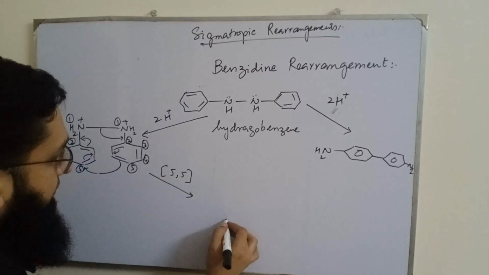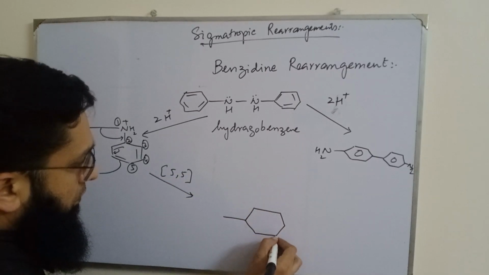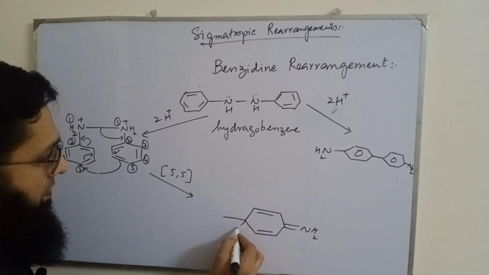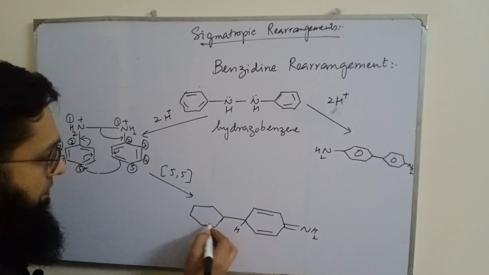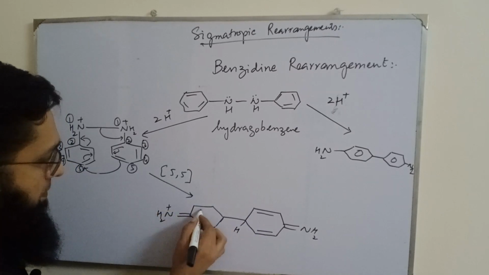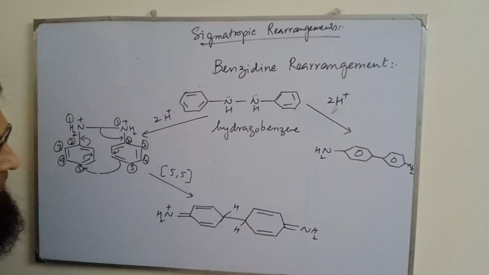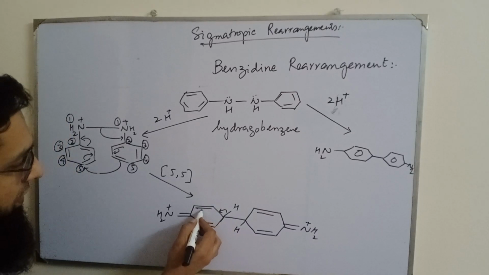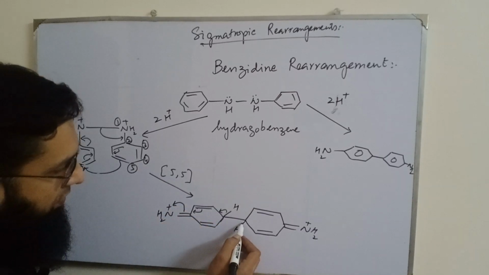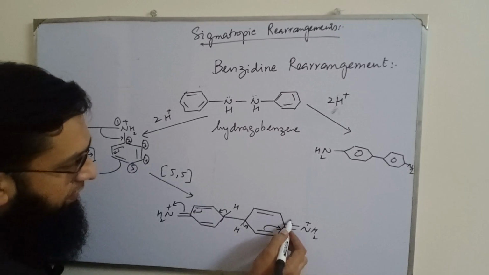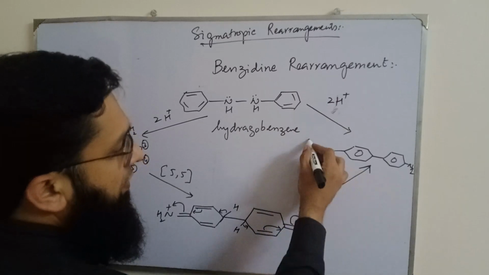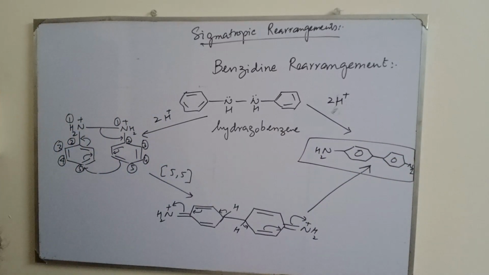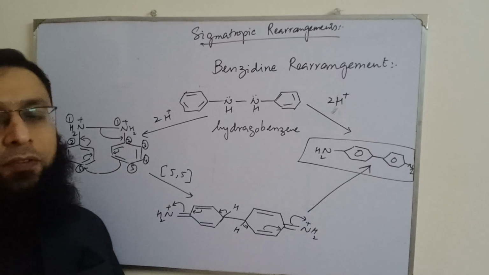And as a result, we get this one. And again, this would shift here to restore the aromaticity, this would shift here, and this would shift here. And on this side of the ring also, this would shift here, this would shift here, and this would shift here to give rise to this 4,4-diaminobiphenyl compound. So this is the general mechanism of benzidine rearrangement. However, in case of benzidine rearrangement, we also have some side products.